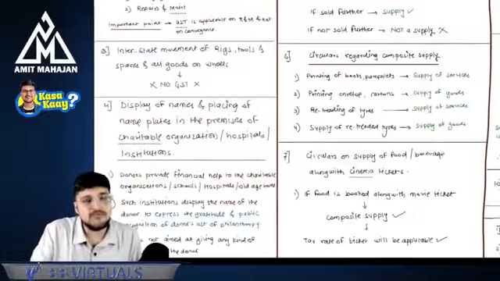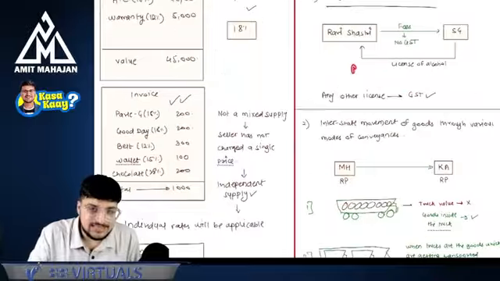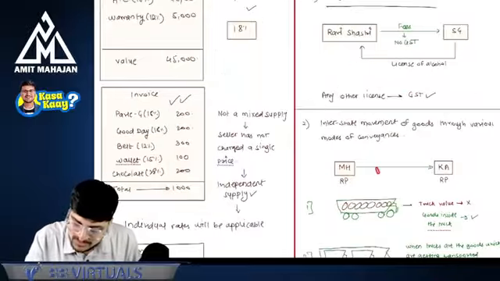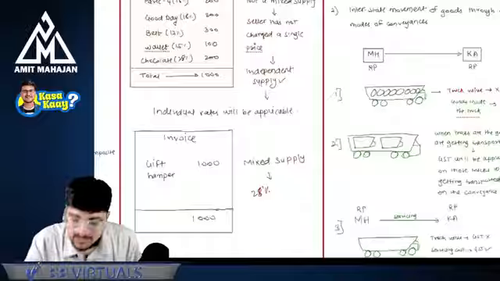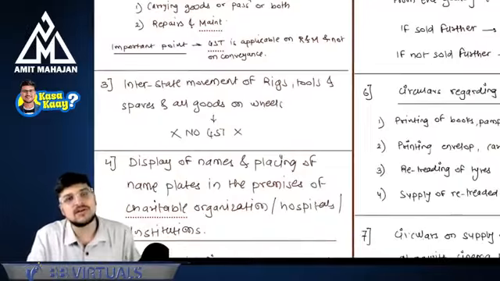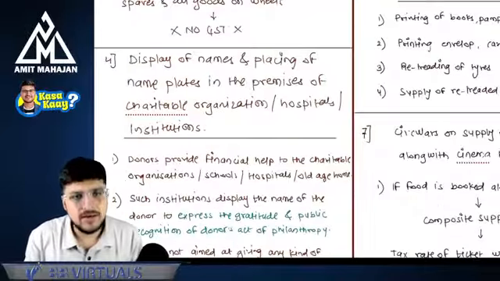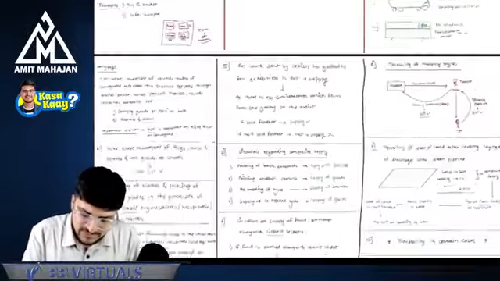Perfect. So 4 points, 4 circulars which we saw. First circular is in relation to what? Liquor license. Second circular is in relation to interstate movement of goods. Third circular is in relation to rigs and tools spare parts. Fourth circular is in relation to display of names. Perfect. Everybody clear? No problem. Let's move ahead with the next part.